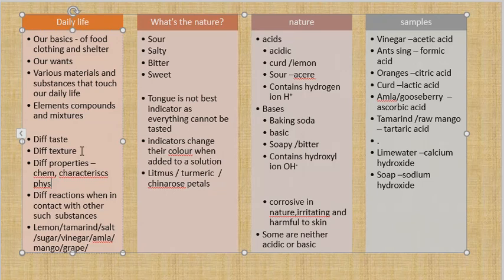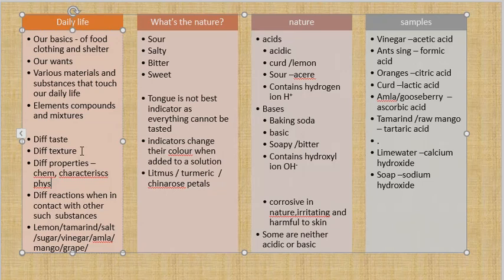Now, what's the nature of a material? They can be classified based on whether they are sour or not, salty or not, bitter or not, sweet or not, or they have no taste. Then they have different smells, then they have a pungent smell, etc. And then whether they are powdery, whether they are soft powder, whether they are coarse grains, whether they are crystalline, whether they are metallic. Likewise, different substances have different textures.